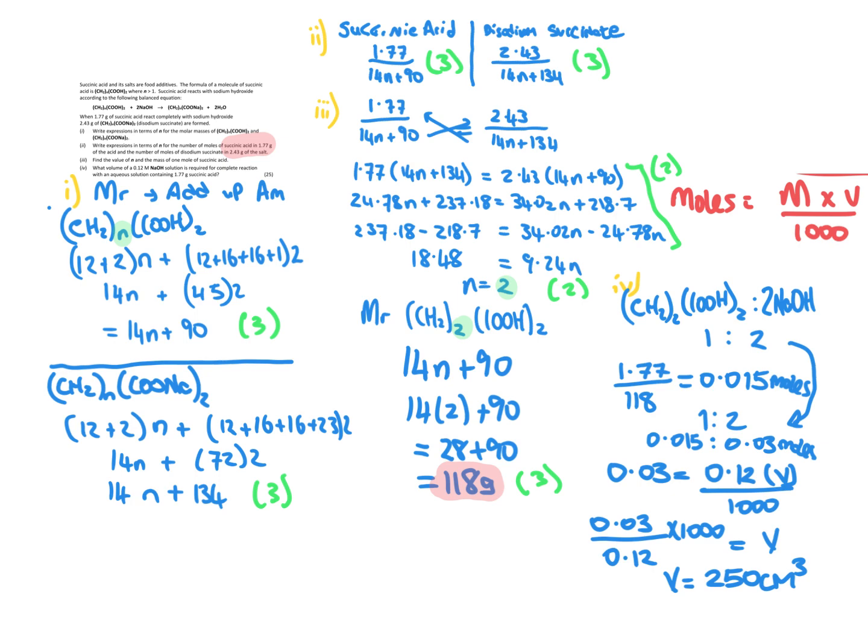Then when it comes to part 4, you were given 2 marks for figuring out the number of moles of your succinic acid that you had. Then you were given 2 marks for figuring out the number of moles of your sodium hydroxide, and finally 2 marks for filling into the formula and finding the volume.